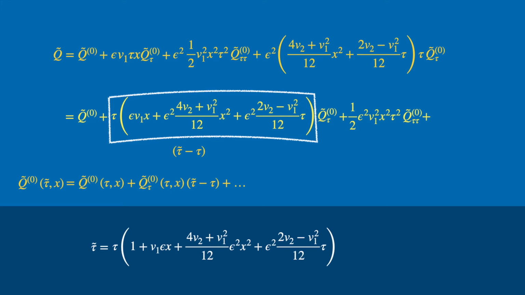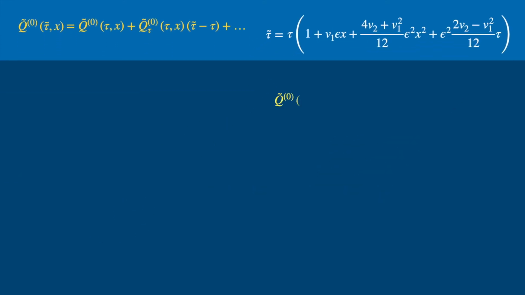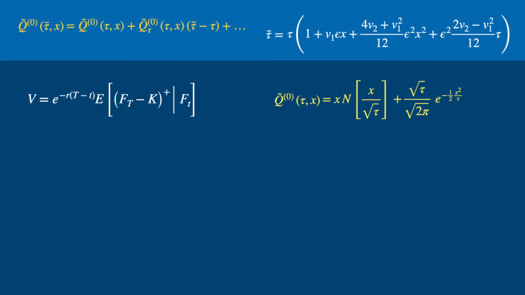Magic in it. Remember, Q naught is given by this formula. We need to undo the transformations now to get the answer in terms of the original variables before we see another magic. The price of a European call option is the discounted expected value of the payoff. We represented the expected value of the payoff by Q, and we then defined tilde Q as a scaled version of Q. So our Q is equal to epsilon times tilde Q. Q tilde is a function of tilde tau and x.